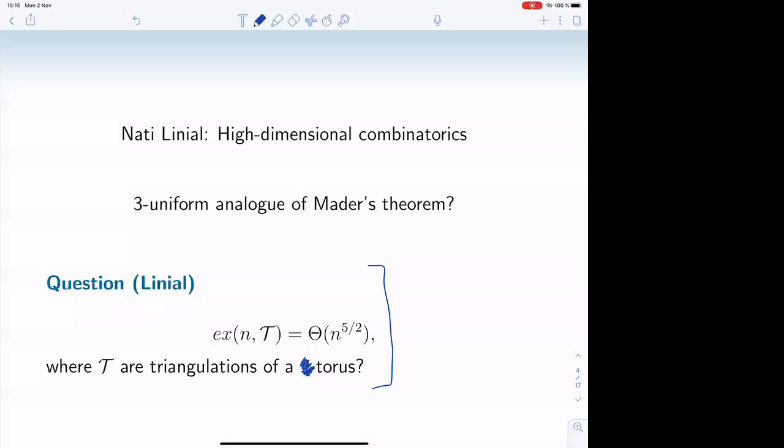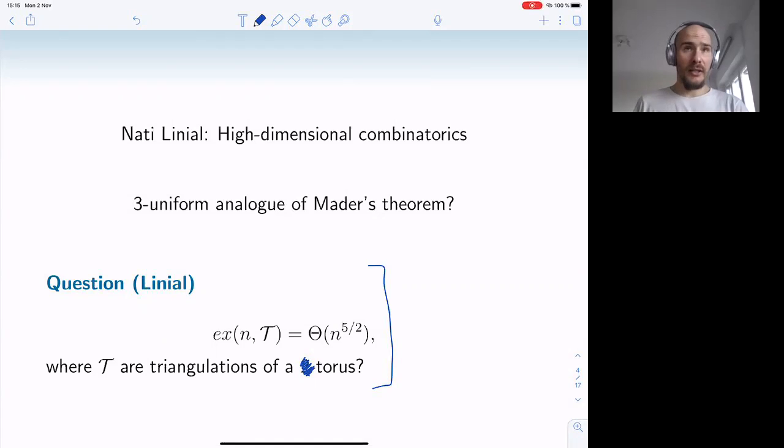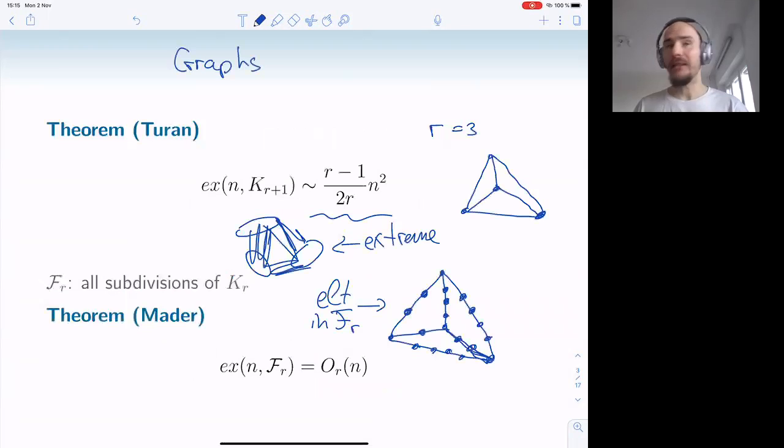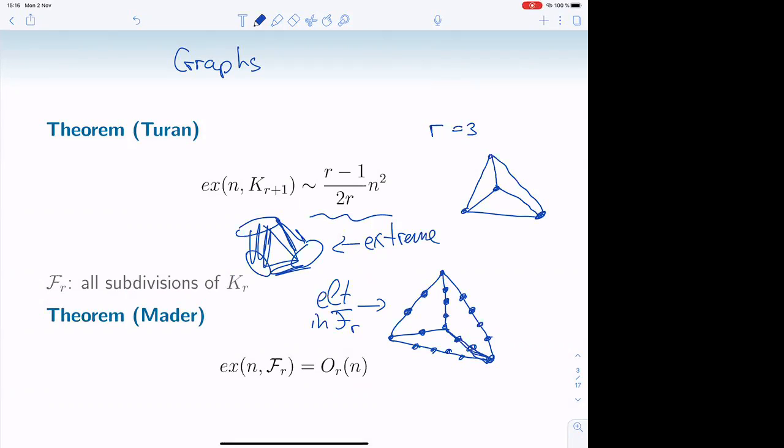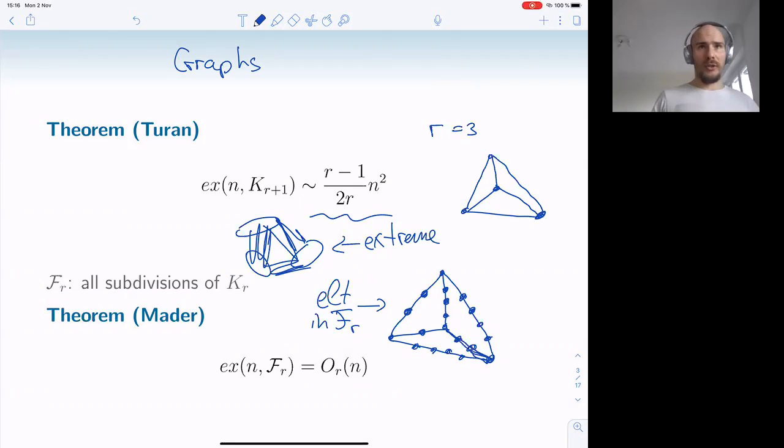Well, I'm just a bit confused because there are plenty of triangulations of the torus. Sure. So this is the same. If you think of the previous example, there are plenty of subdivisions of K_r, and this is exactly the point. But these subdivisions of K_r are a class that is much easier to understand.